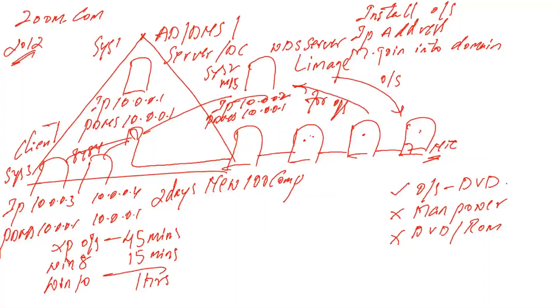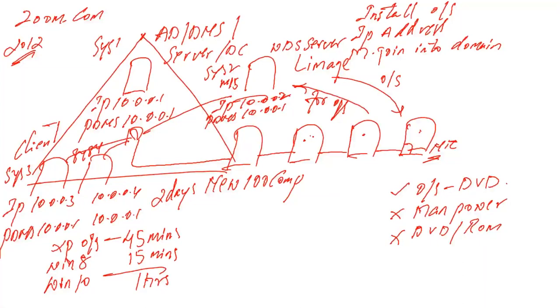Okay. Next point, write down. By using image WDS server remotely, deploying, installing operating system in all network computers.